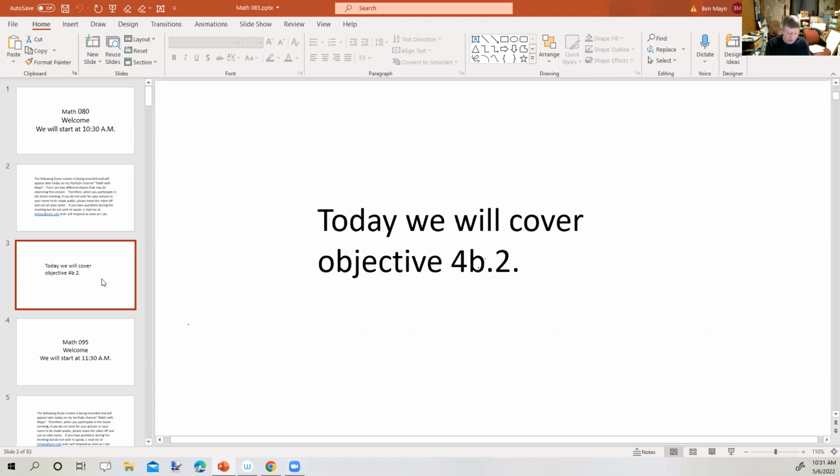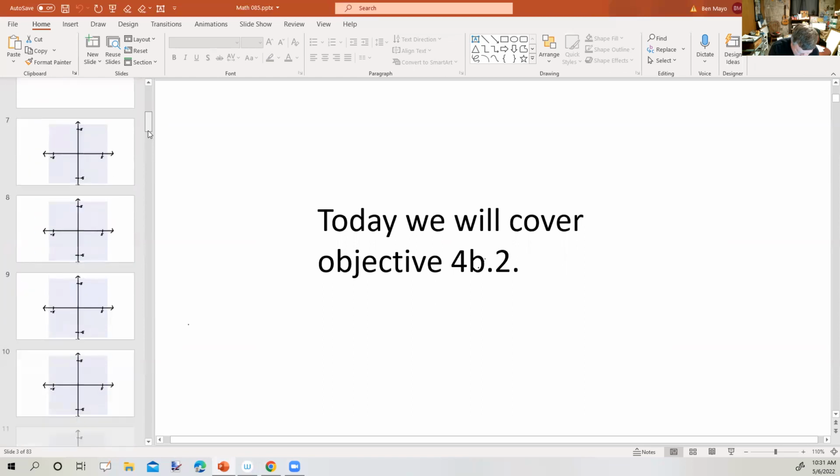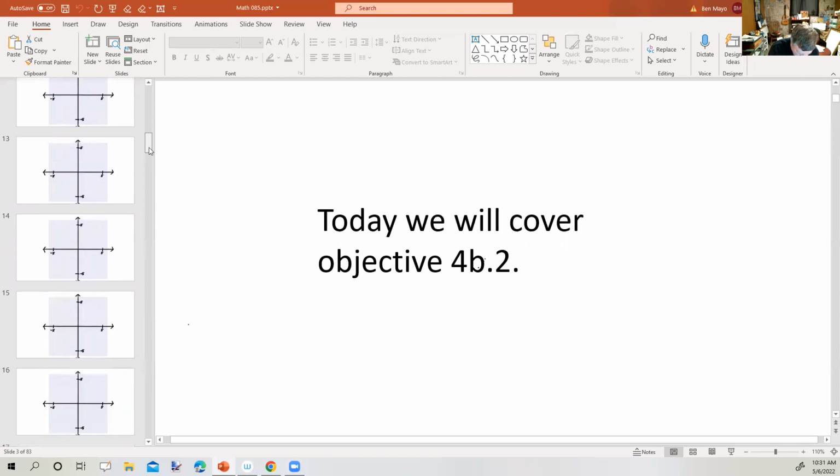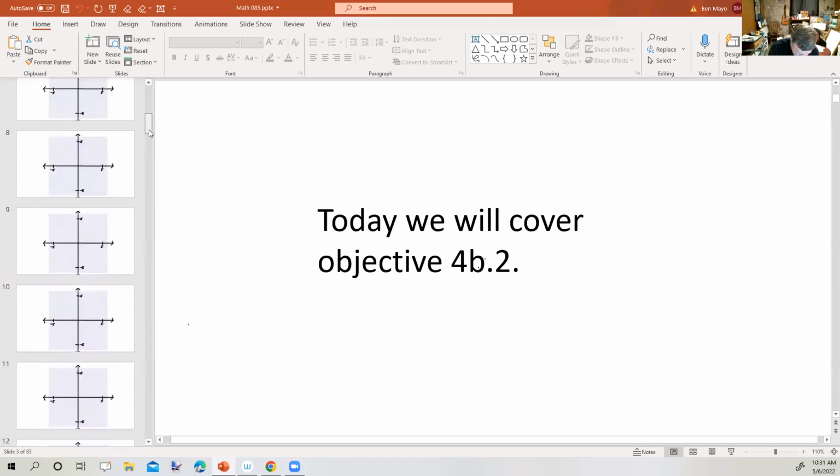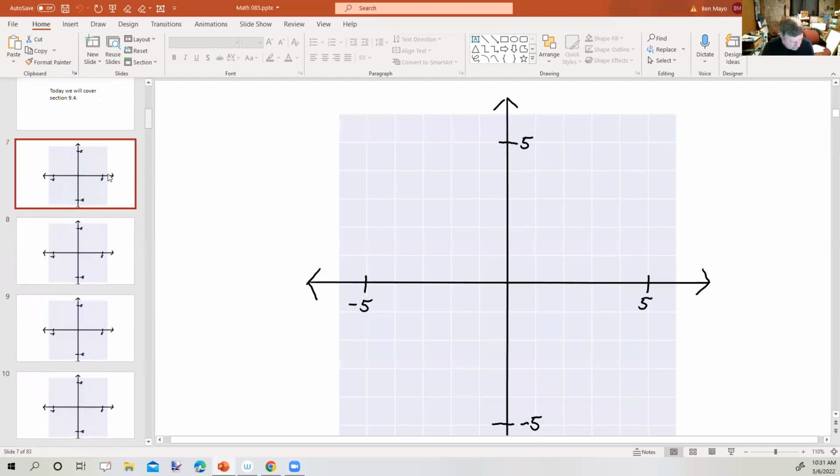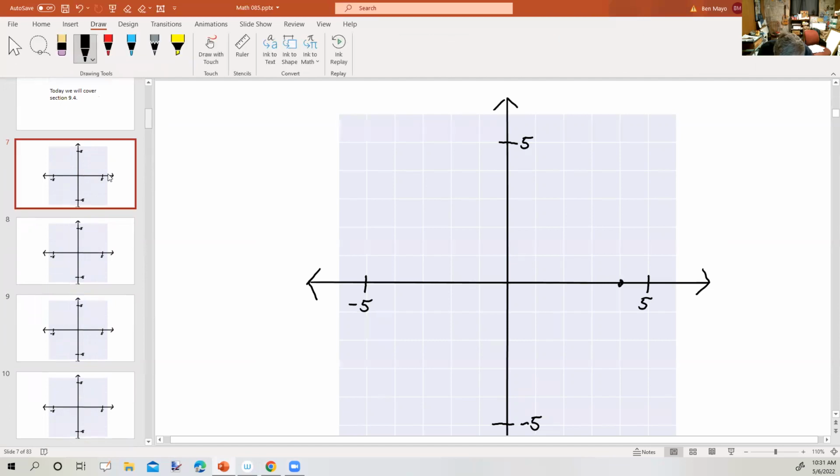All right, today we're going to take a look at objective 4B.2, which is dealing again with graphing. The first thing that I want to talk about: let's find a grid and take a look at a particular line. Let's make it there and there and draw a line through that.